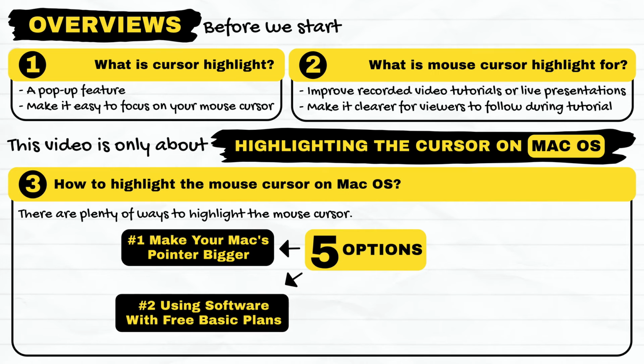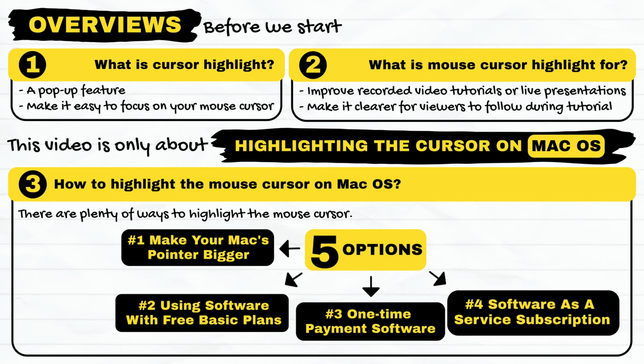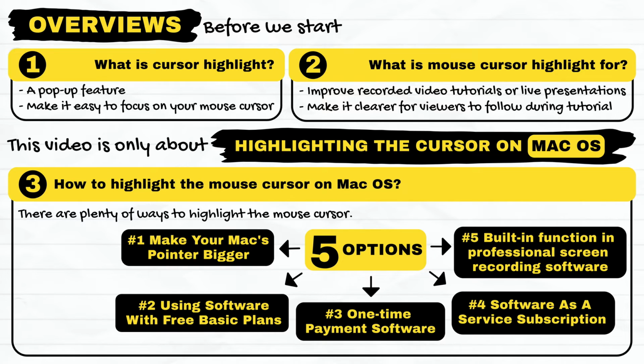Option 2. Using software with free basic plans. Option 3. One-time payment software specifically focused on highlighting the mouse cursor on Mac OS. The price ranges from $2 to $10 depending on the add-on features. Option 4. Software as a service subscription type that concentrates on highlighting the mouse pointer. Technically, this function is not really complicated, so the subscription fee for cursor highlighter software is quite reasonable, averaging $10 per year.